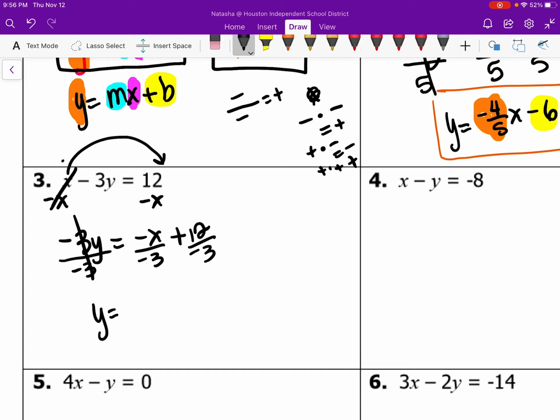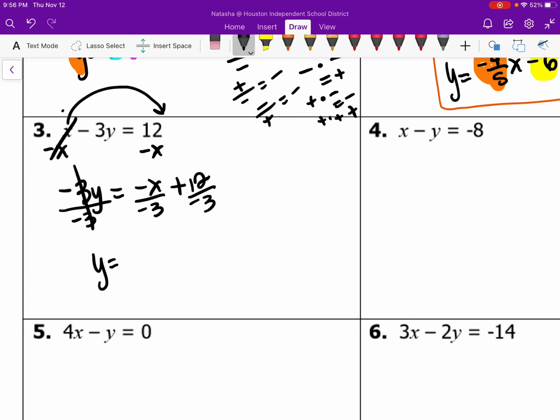If I take a negative and I'm dividing by a negative, that's going to give me a positive. If I'm taking a positive and dividing it by a negative, that's going to give me a negative. And a negative divided by a positive, that's also going to give me a negative. So on this section where it's negative x divided by negative 3, that's going to give me positive x over 3. And then positive 12 divided by negative 3 is going to give me negative 4. Okay, it's in slope-intercept form.